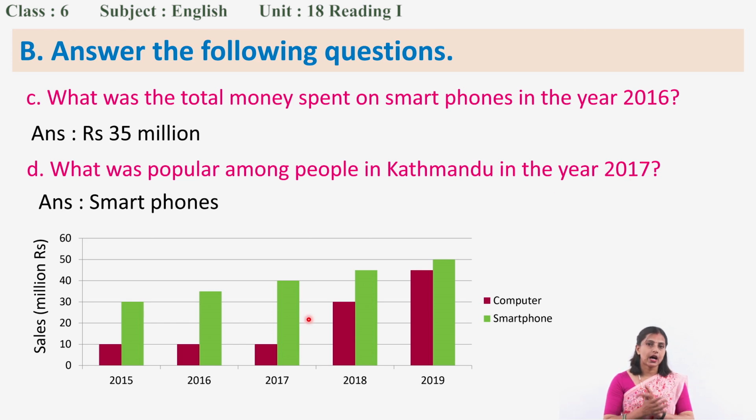So when you are writing the answer, write in complete sentence, okay, not the one you are looking at here. You should write in complete sentence. So you'll write smartphones were popular among people in Kathmandu in the year 2017. Alright, so we are done with question answer 2. Now let's move to the next exercise.